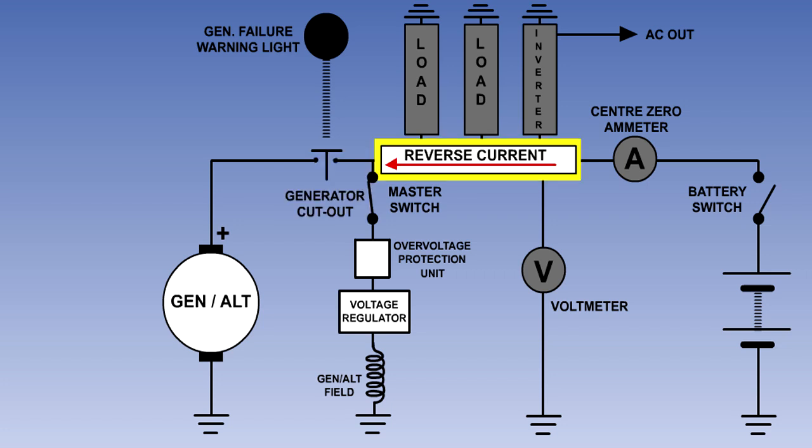The reverse current function causes the contacts to open to prevent the battery feeding current back into the generator when the generator voltage is below that of the battery voltage. The cutout may be an integral part of the voltage regulator, or it may be a separate unit. The reverse current function is not used in an alternator system, as the diode rectifiers provide reverse current protection.